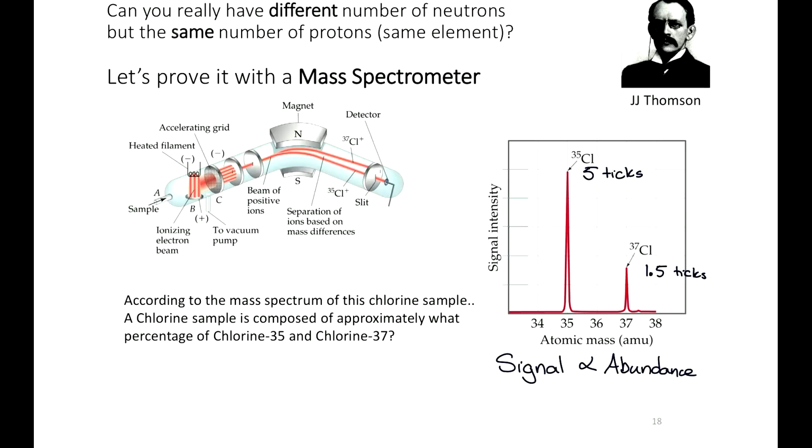And the spectrum that comes out of it looks something like this. If I put a pure chlorine sample into this mass spectrometer, some of the sample is chlorine 35, some of it is chlorine 37. Based upon this graph, the signal is related to the abundance of each of those isotopes. Which of these isotopes is more abundant, the heavy one or the lighter one? The lighter one has basically 5 tick marks, and the heavier one only has 1.5 tick marks. So we see the majority of our sample is chlorine 35.